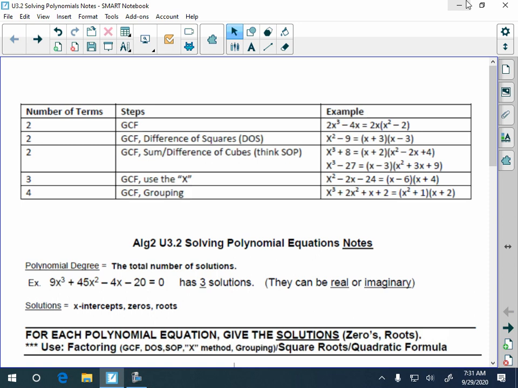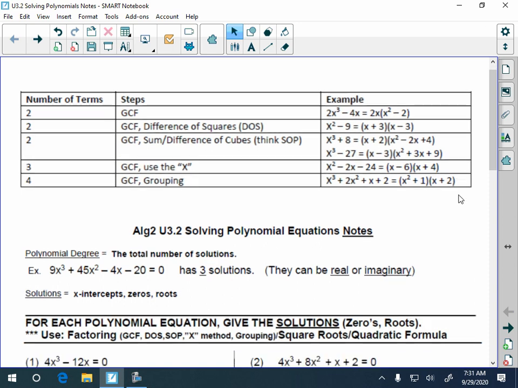Okay, and then the next step is, if I have two terms, I'm looking for a difference of squares, or a sum or difference of cubes, and depending on which one I have, then I continue to factor further. If I have three terms after I pull the GCF out, I want to use the X method. Okay, and I gave examples of using the X method, again, with a trinomial. And then four terms, use your grouping method. Okay, so there's an example of each kind, and the degrees can be higher than what's just shown in those examples, as you've seen in the first lesson of Unit 3.